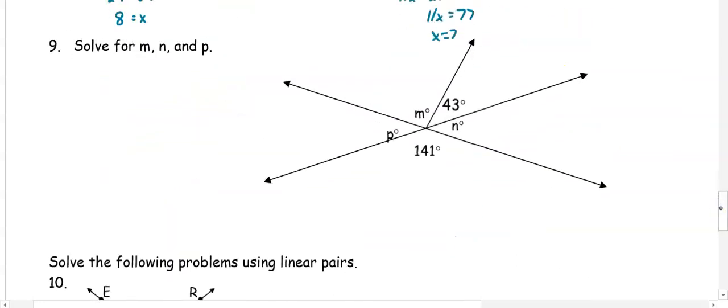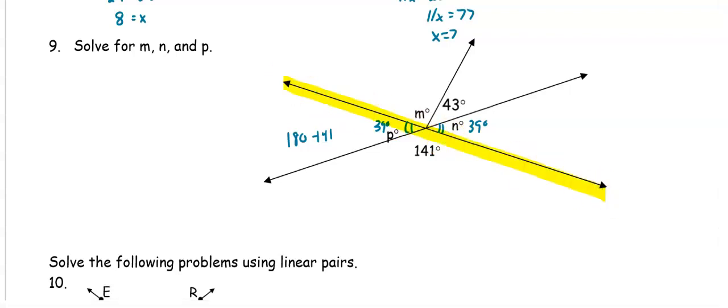Number 9, using our vertical angles, we want to find M, N, and P. So we know that P and N are going to be the same measure, but we don't know those measures yet. What we can do is use 141 and subtract from 180 to get P is 39 degrees, so N is also 39 degrees. Then to get angle M, we can use our straight line, and we know 2 of those 3 angles, so we can subtract 180 minus 39 minus 43. And we get 98 degrees.